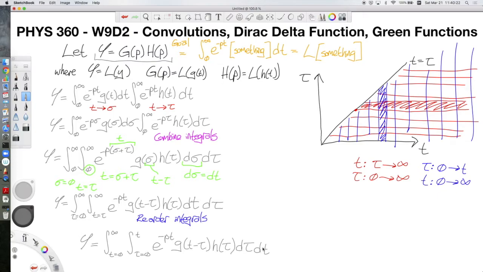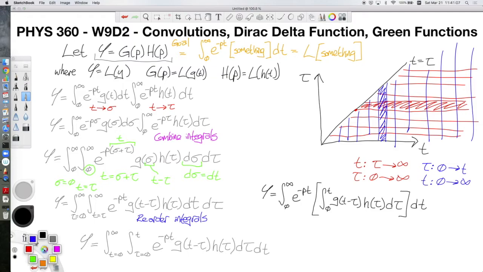Does this look familiar just yet? Well, I'll write it one other way to show us what's going on here. We now have y equals the integral from 0 to infinity of e to the minus pt times the integral from 0 to t of g of t minus tau, h of tau, d tau, that whole thing dt.